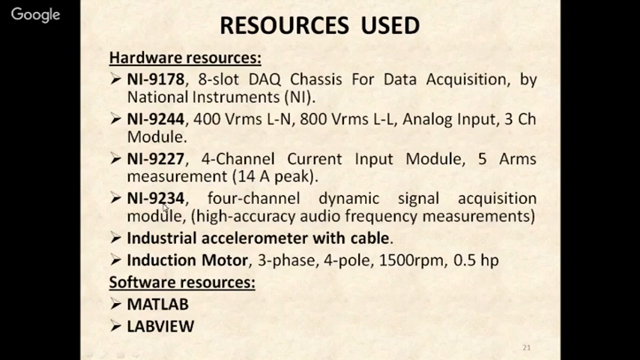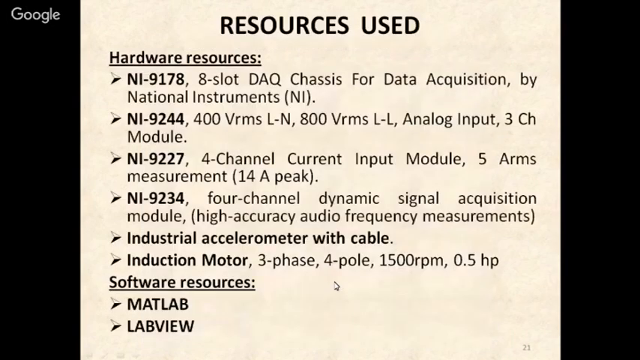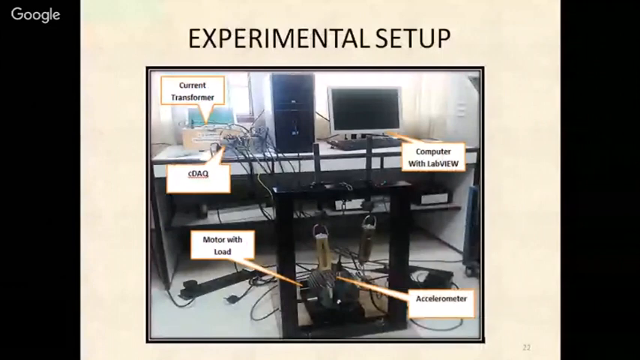Then we have 9234. This is a 4-channel dynamic signal acquisition module. It can be connected to accelerometers or acoustic sensors like microphones for acquiring the motor's data. Then we have an industrial accelerometer and cable. As you can see in this diagram, we have placed 2 accelerometers in the X and Y axis. And the software used here are LabVIEW and MATLAB for analysis.